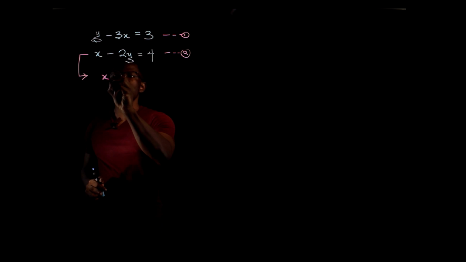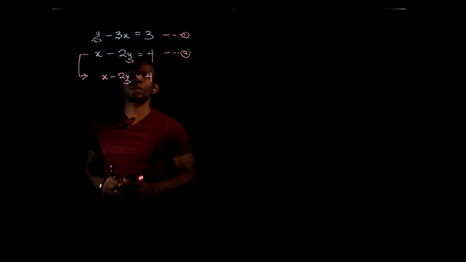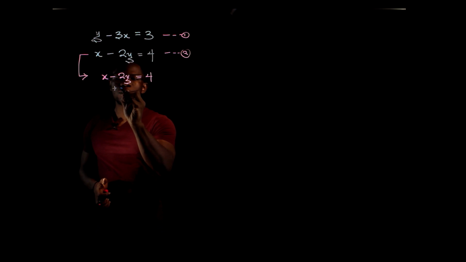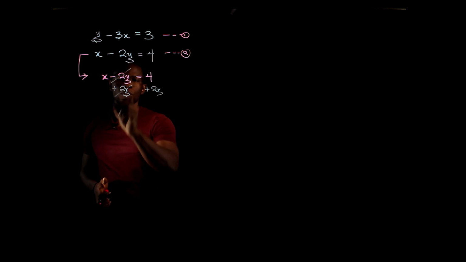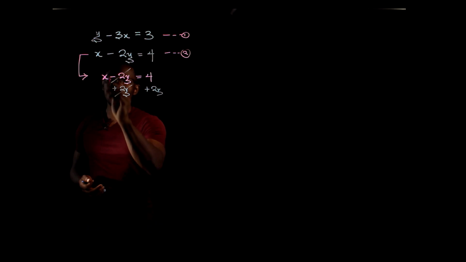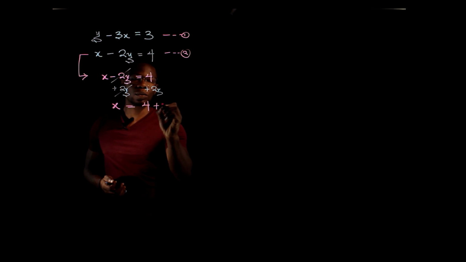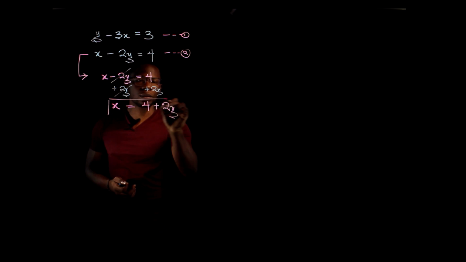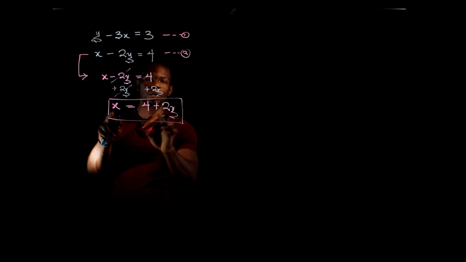So if we have x minus 2y equals 4. Now to make x the subject of the formula here, all we have to do is to add 2y to both sides of our equation. And minus 2y will cancel out plus 2y. So we have that on this side we are left with x, and on this side we have 4 plus 2y. So now we have an expression for our x. So this is our x, 4 plus 2y.